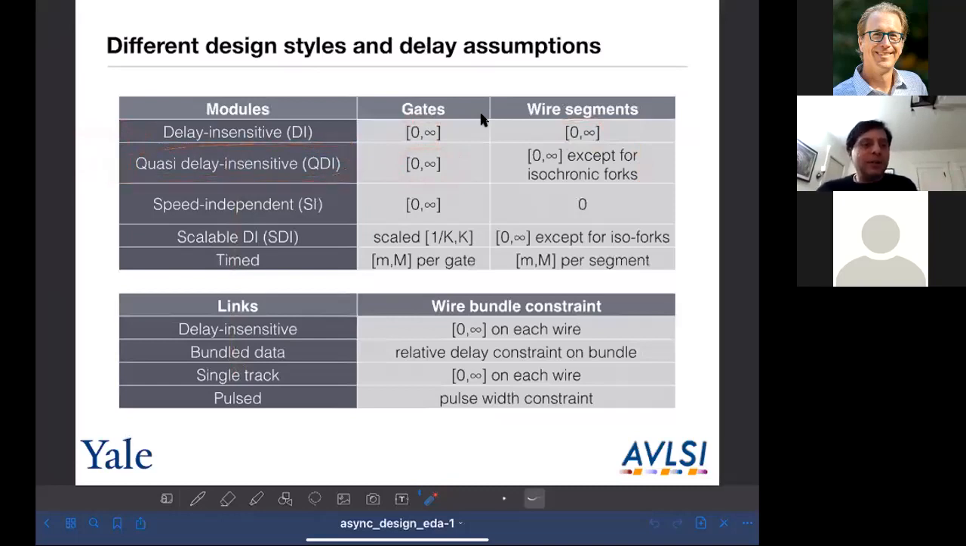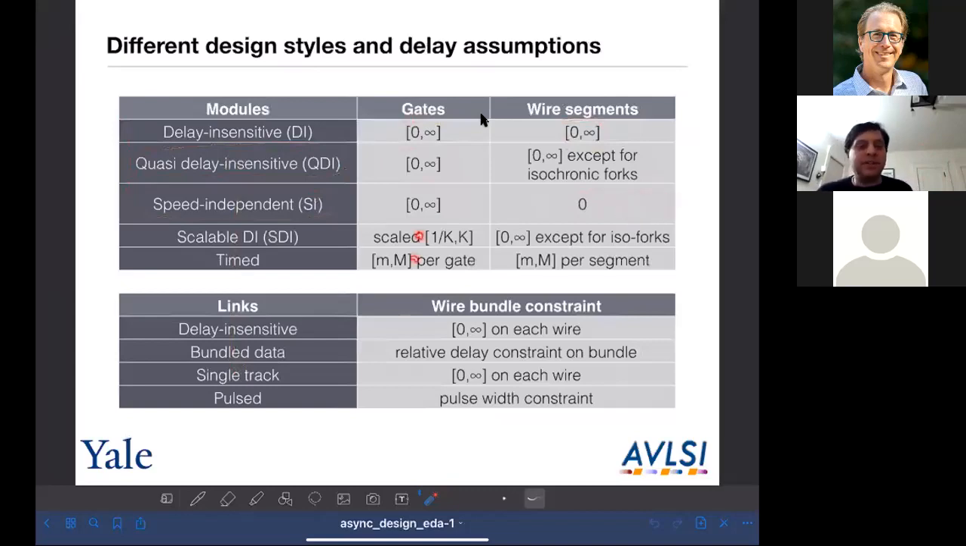There was another family called speed-independent circuits. These were popular in the 80s, where they made the same assumptions about gates, but said that wires have zero delay. Well, wires don't have zero delay, so that was not exactly a great assumption. It was probably okay in the 80s, but certainly not now. So this got left by the wayside.